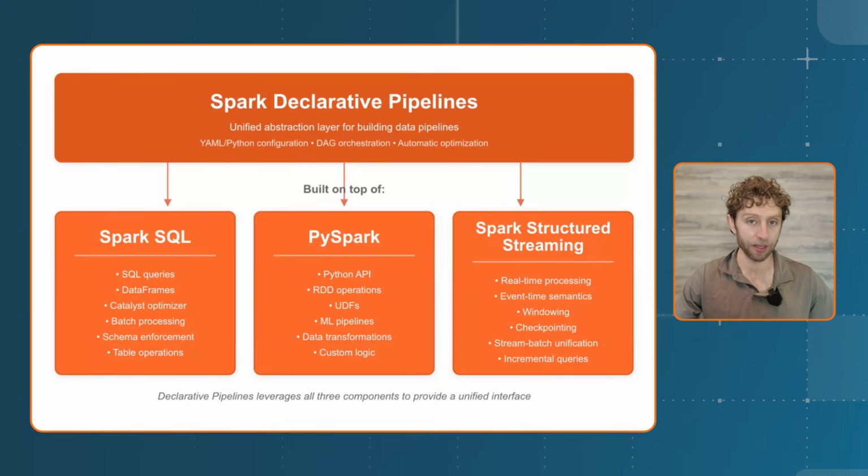Spark Declarative Pipelines, often abbreviated as SDP, is a lot like what it sounds like. It's a declarative framework inside Apache Spark that makes it very straightforward to build reliable, maintainable data pipelines. SDP is built on top of Spark's other core components, Spark SQL, PySpark, and Spark Structured Streaming. It has first-class APIs in both SQL and Python, and it supports both stream and batch processing.